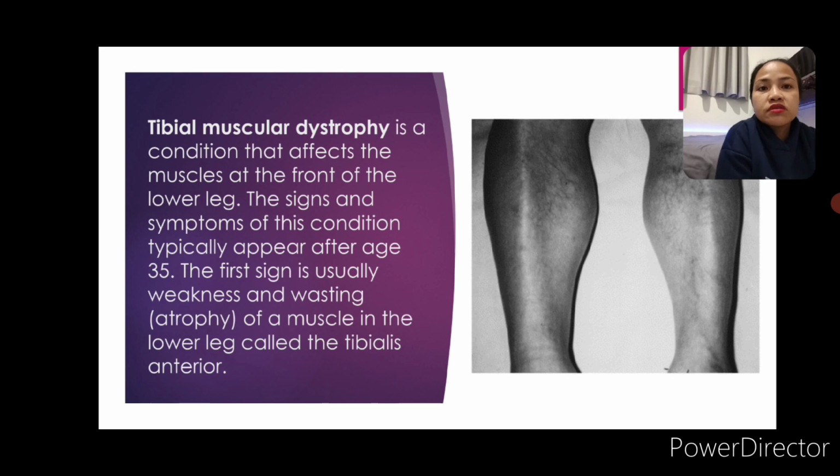Okay, next is tibial muscular dystrophy. It is a condition that affects the muscles at the front of the lower leg. The signs and symptoms of this condition typically appear after age 35. The first sign is usually weakness and wasting, atrophy, of a muscle in the lower leg called the tibialis anterior. So this is the only photo I found online that shows this disease.